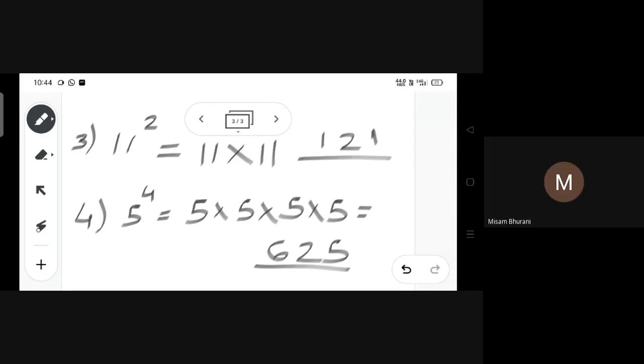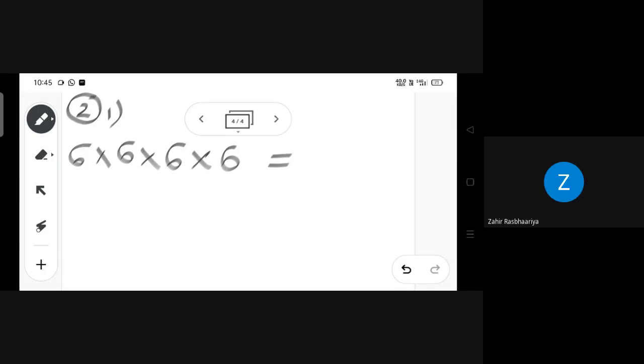Okay, there are only four questions in main question number one. Now we are moving on to question number two. And in question number two, we will do the first one. First states 6 multiplied by 6 multiplied by 6 multiplied by 6. So how many 6s are here? 4. So we will write it in this form, 6 to power 4.